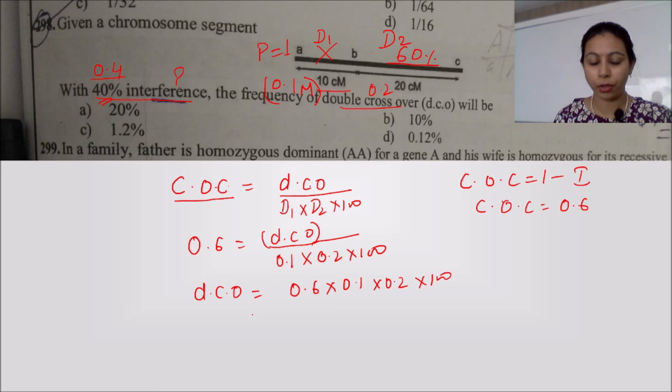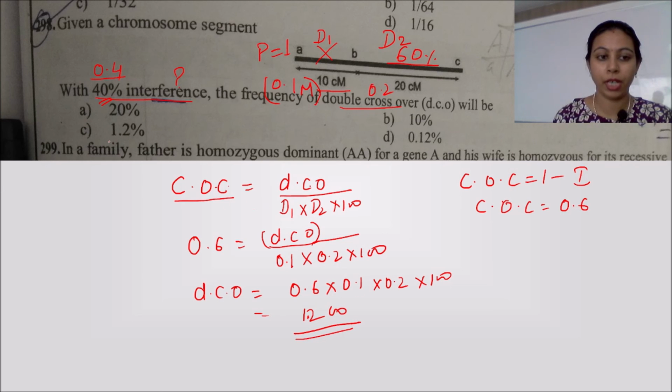So it is going to give you 2 into 6, 12. Here we multiply by 100 and put the decimal, three places of decimal. So from here we can simply calculate that the frequency of double crossing over is 1.2%.